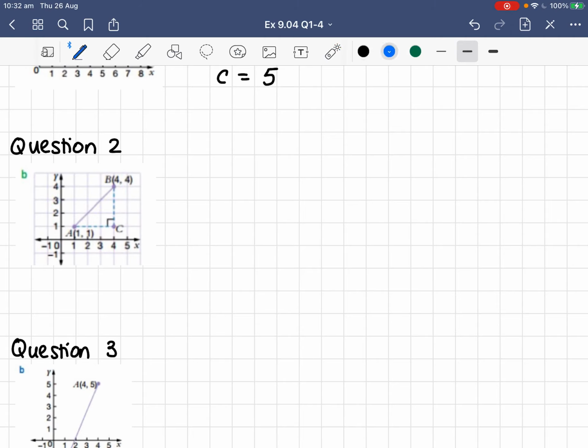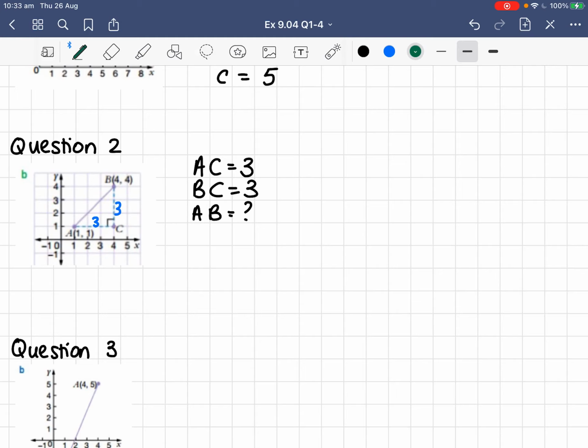AC has length 1, 2, 3. So AC equals 3, and I'm going to write that on my diagram. And then we have to find BC. Now BC has length 1, 2, 3. And so that's a 3. And then we want to find AB.